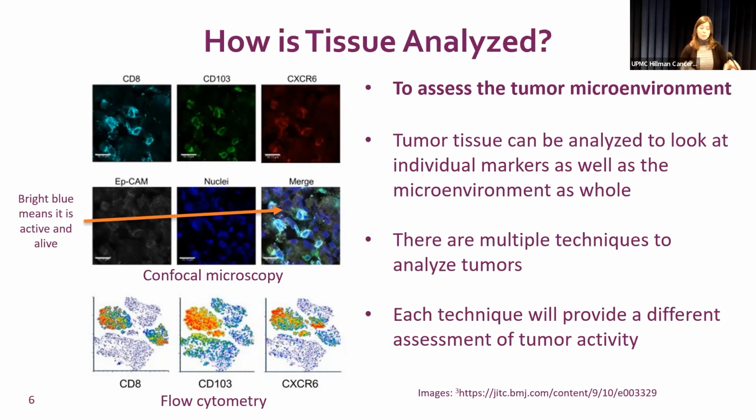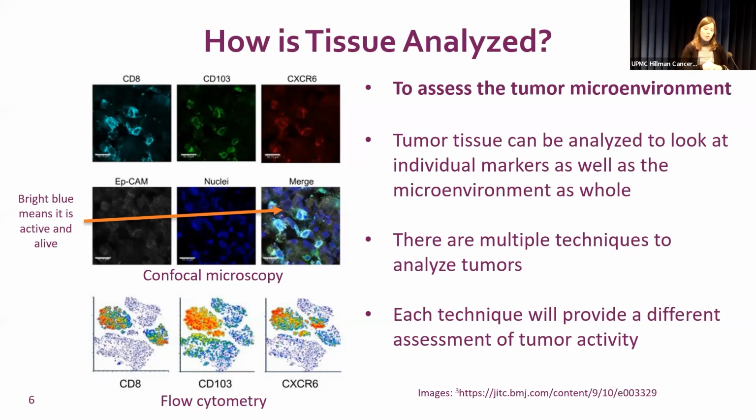It shows us what cells are present. So we don't necessarily know if they're tumor cells or if they're normal body cells. But the confocal microscopies, the top two panels, show us what's going on in the tumor. So is it alive? Is it active? And we can look at these different microscopy and combine them together to get that overall picture.